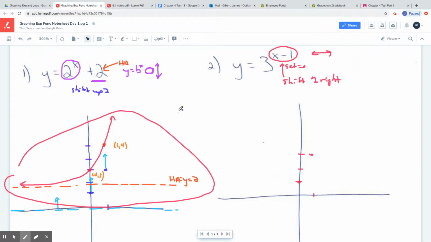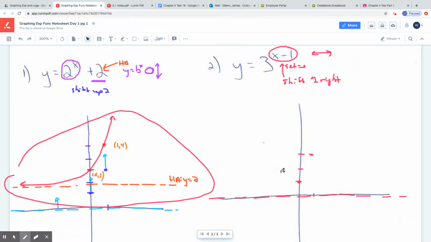Combining these two: anything that's not connected with the exponent, this number moves it up or down. When it's with the exponent, you set it equal to 0, and that's going to move it either to the right or to the left. If we're shifting left or right, our normal asymptote at y equals 0 doesn't get affected. It's still going to be y equals 0.